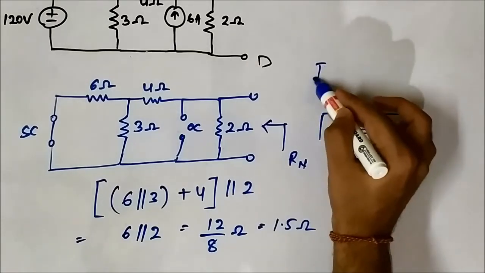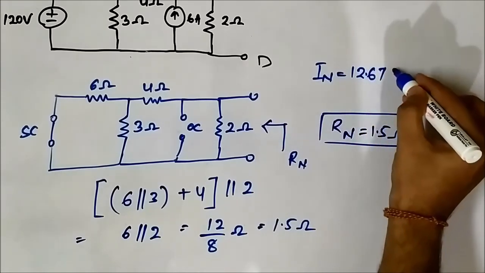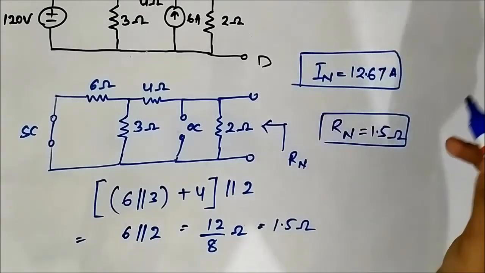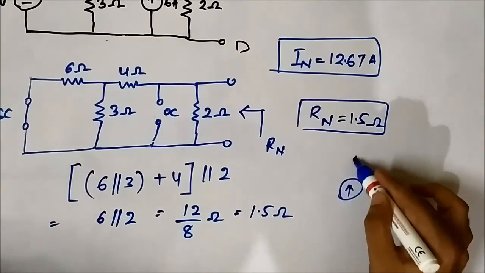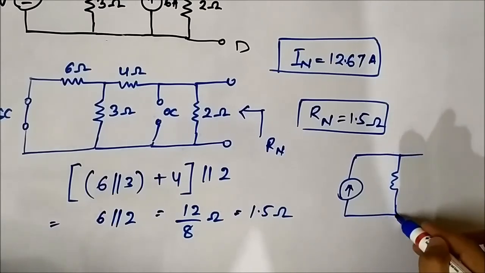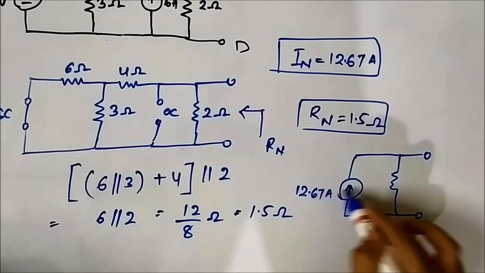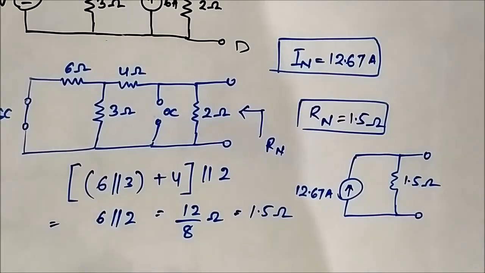So IN is 12.67 ampere and RN is equal to 1.5 ohm. So the Norton equivalent circuit will be something like this: 12.67 ampere and 1.5 ohm. This is the seventh question related to application of Norton's theorem to electrical circuits.